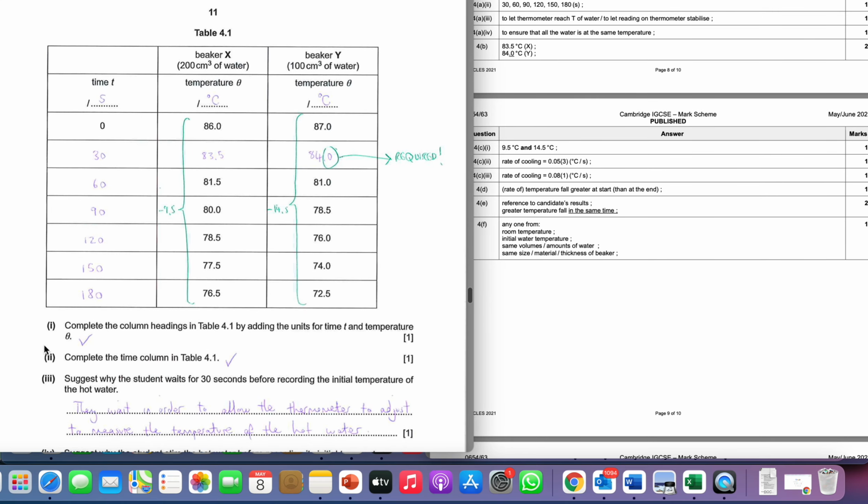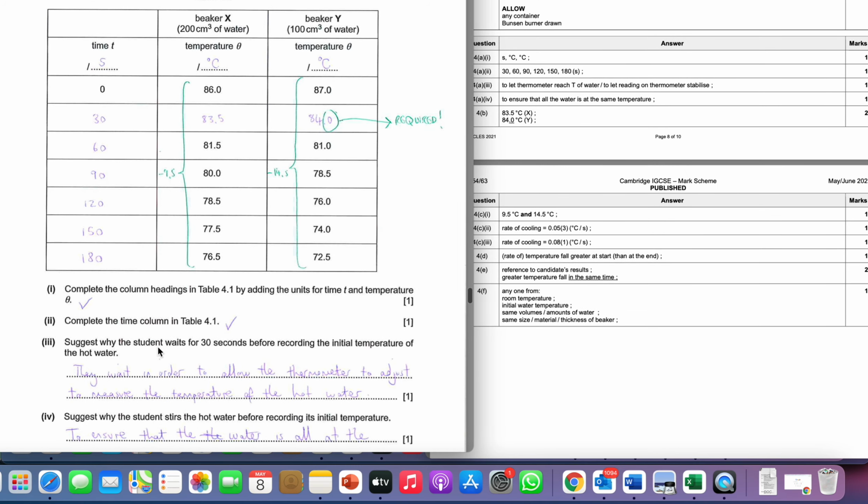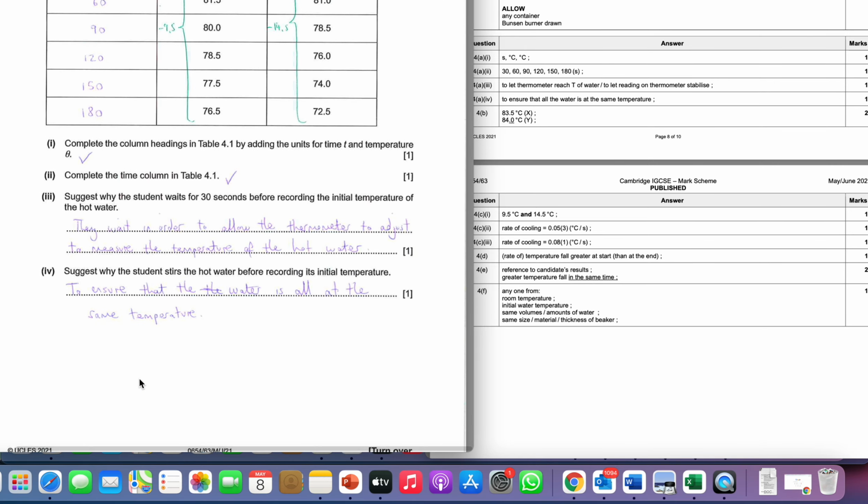You notice here I've actually remembered to start ticking things off. First thing, complete the column headings. Add the units for time and temperature. We're adding time in seconds because we were told we're measuring every 30 seconds, and the temperature of both beakers X and Y in degrees Celsius. We're then going to complete the time column, nice and simple. We're going to go in steps of 30 s, so 30, 60, 90, etc. And then we're asked why we're waiting 30 seconds.